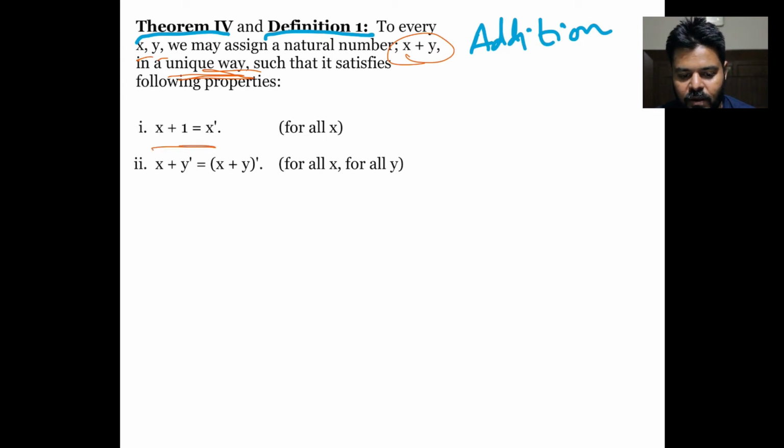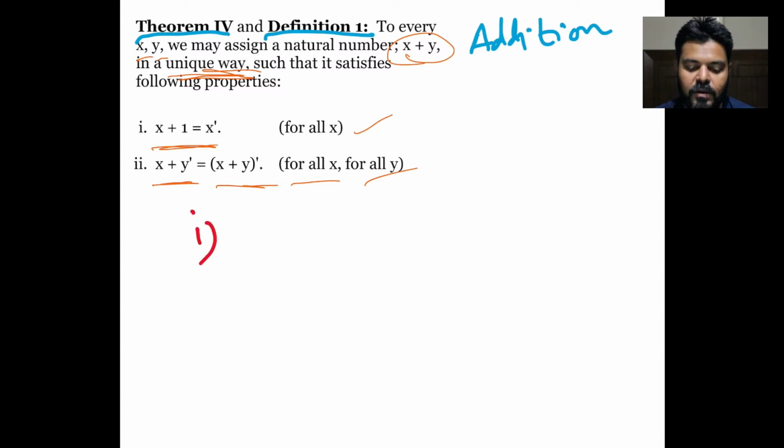Property 1: x plus 1 is equal to the successor of x, or x prime as we'll call it, for all x. And property 2 is that x plus y prime is equal to (x plus y) prime, for all x and for all y. Now we will do it in 2 stages.